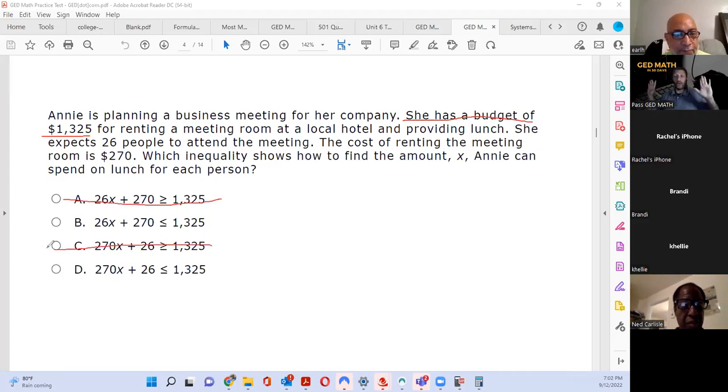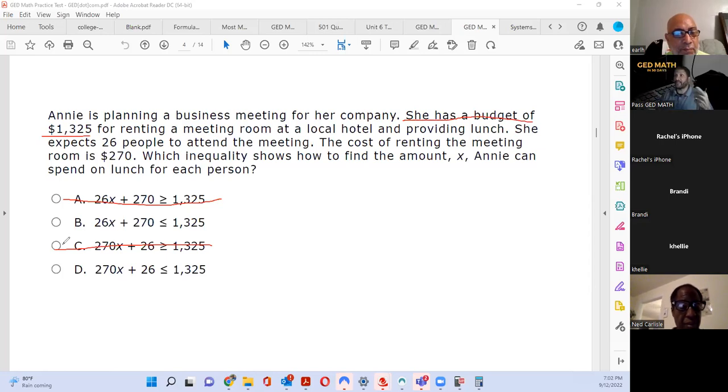So listen, right away, without even doing anything, just understanding that she has a budget of $13.25, that means she can't spend more than $13.25. So whatever she spends must be less than or equal to $13.25. So even if you didn't know how to do the inequality, you just improved your chances to 50%. Even if you guessed, you got a 50-50 chance.